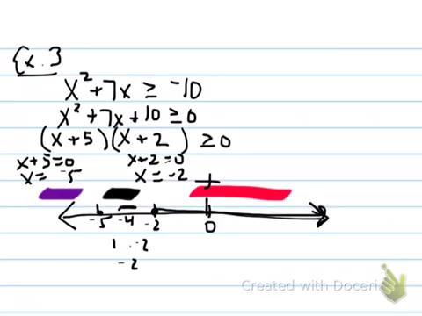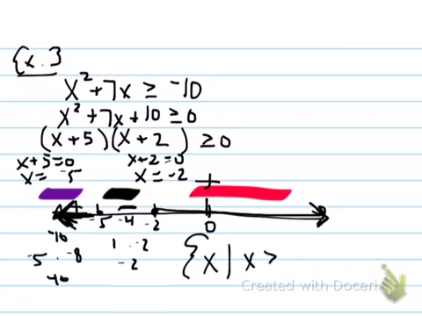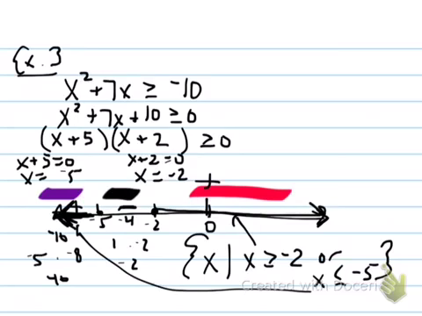Now we'll pick something less than negative 5. Let's use negative 10. So negative 10 plus 5 is negative 5. Negative 10 plus 2 is negative 8. They multiply to get positive 40, so that's positive. So we've got a winner for everything less than negative 5. So our solution set is the set of all x such that x is greater than or equal to negative 2. That's for this first region. Or x is less than or equal to negative 5. And that corresponds with this region here that we shaded.